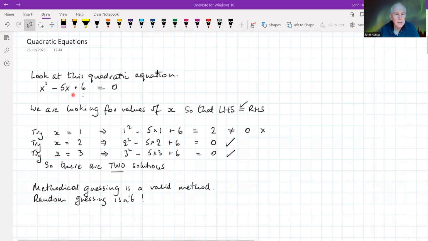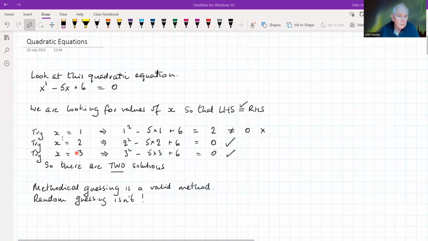We tend to write quadratic equations like this with all the terms on one side and zero on the other, and that's for a good reason. We'll come to that in a minute. Sometimes we'll see these things in a slightly different form, but they can still be quadratic equations or rearranged to look like this. So we're looking for values of x so that the left-hand side equals the right-hand side.